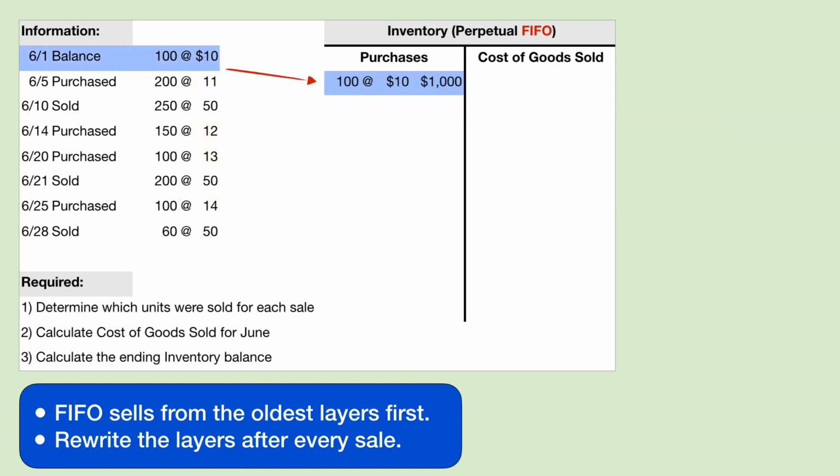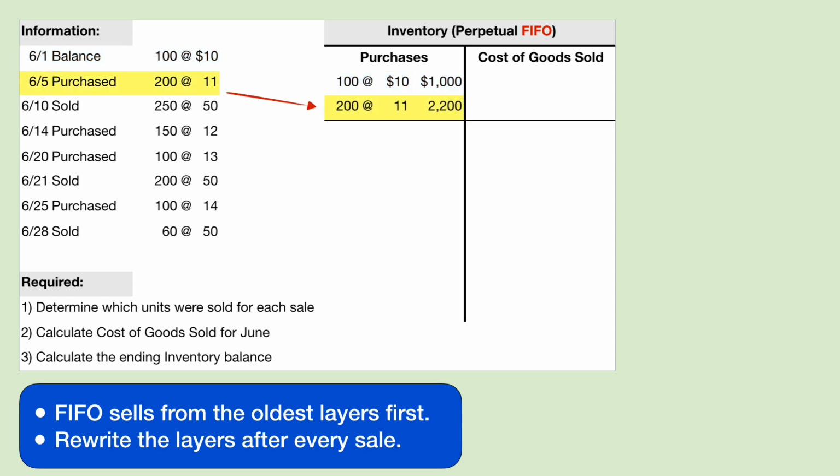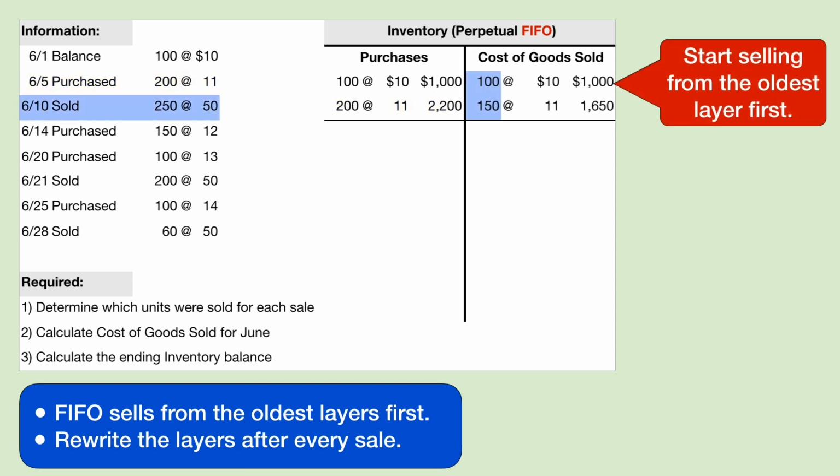In the perpetual method, the first step is to write down all the layers that you have before the first sale. So there's our beginning balance. What happened next? We purchased 200 at 11. What happened next? We sold 250. Well, we have two layers. The question is, which 250 did we sell?